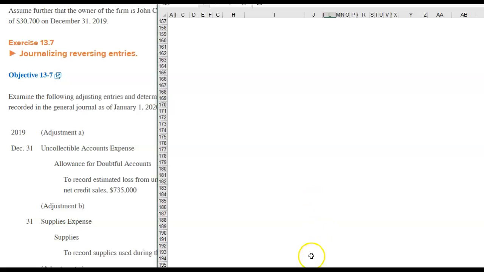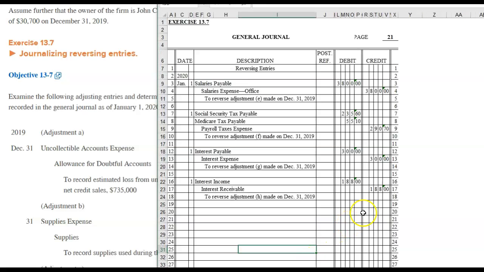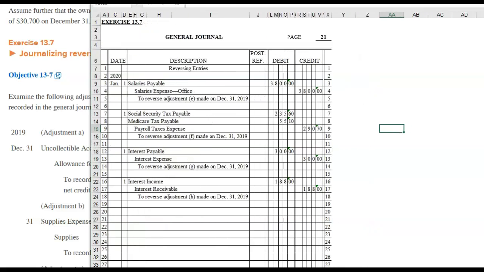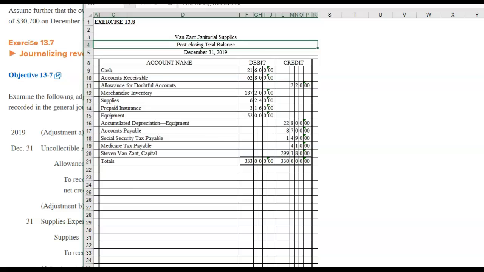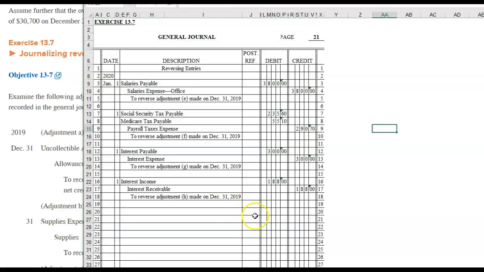Okay, I'm going to find it. 13.7, page 21. It starts with January. I need to look at December's. Huh. Let me see if I can find it. I'm going to put you on pause in a second.